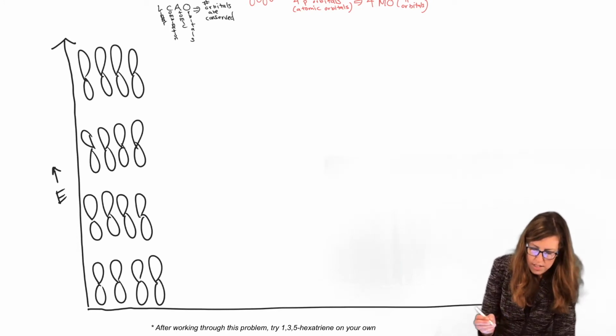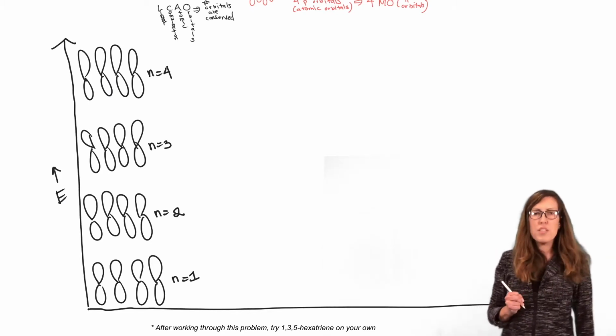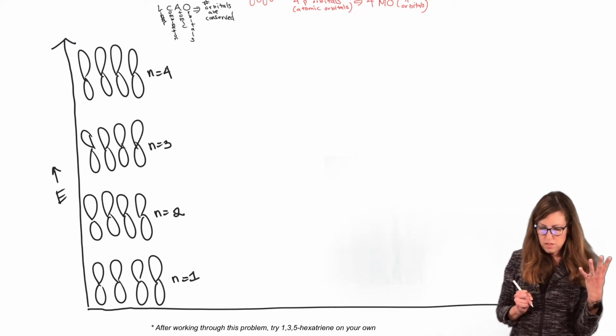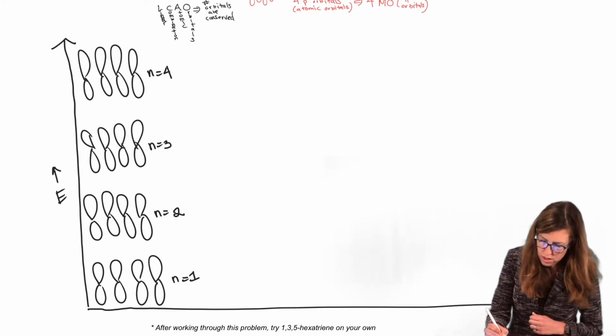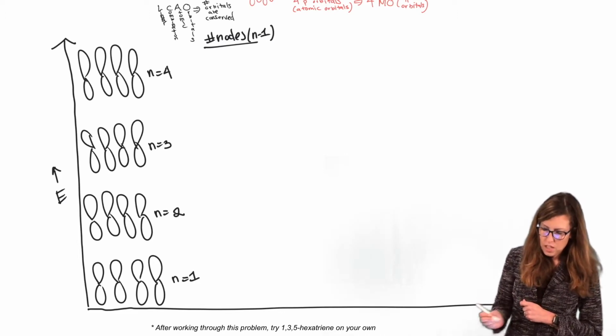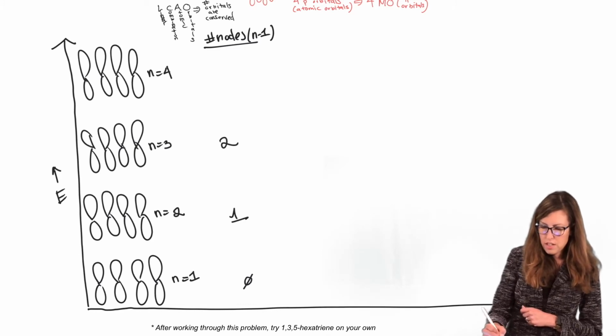Okay, so if we call this n equals 1, this is n equals 2, n equals 3, n equals 4. Let's call those the 4 energy levels that we have for those 4 molecular orbitals. Now, how many nodes would we have based on the mathematical formula? n minus 1, right? So at n equals 1, 1 minus 1 is 0 nodes. We'd have 1 node here, 2 nodes here, 3 nodes there.